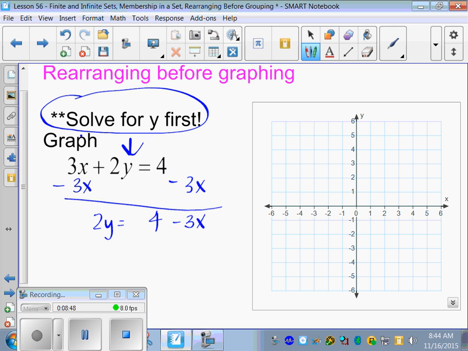Now this still doesn't really do me any good for graphing. This is not a nice equation. I need y literally all by itself, and I have 2y. So what do I have to do to both sides to get y actually by itself? Micaiah?